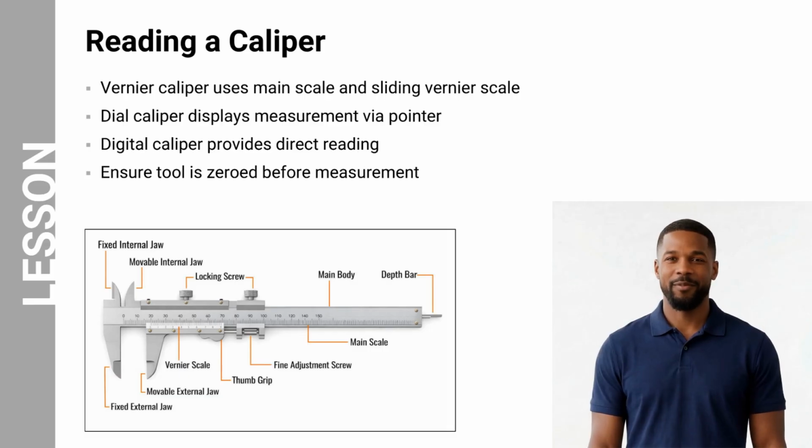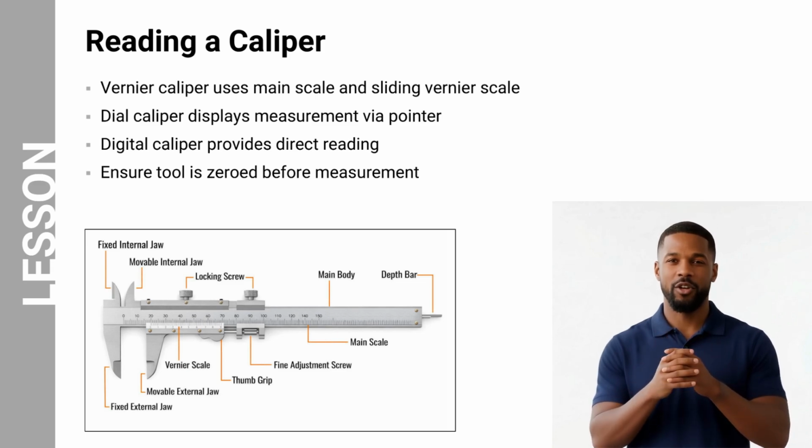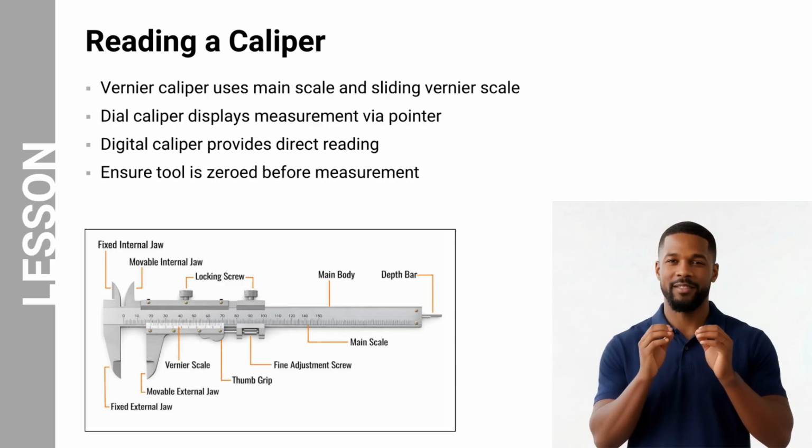Since slide calipers provide direct measurements, it is important to understand how to read them correctly. Vernier calipers use a main scale and a sliding vernier scale to determine the measurement. The main scale provides the base value, and the vernier scale adds precision. Dial calipers use a pointer to display the measurement on a circular scale. Digital calipers provide a direct numerical readout.